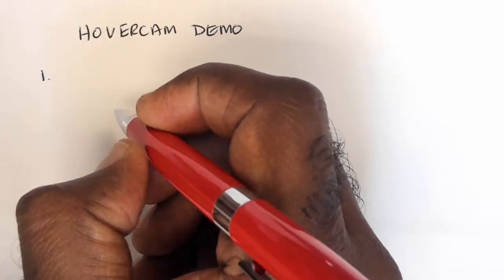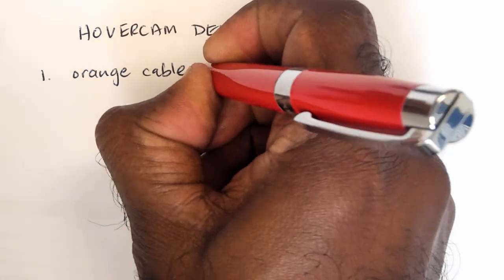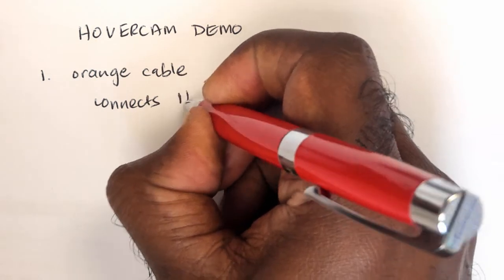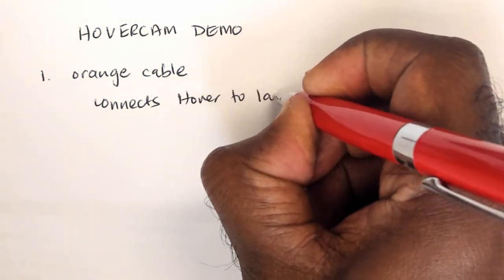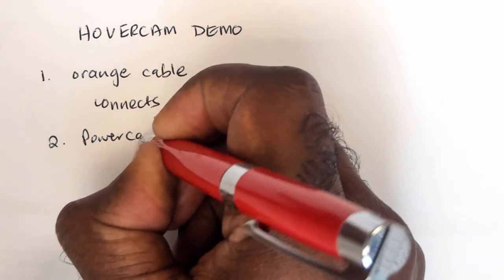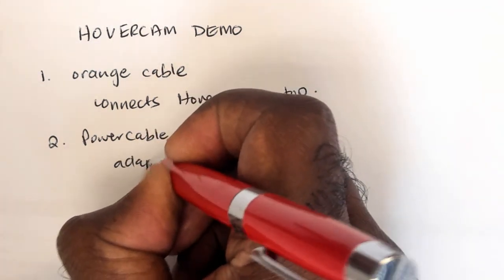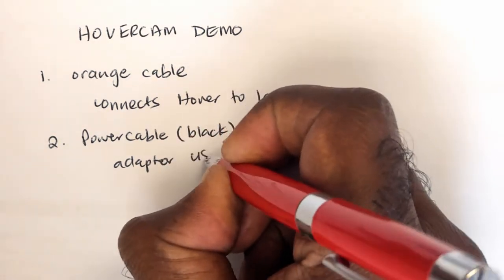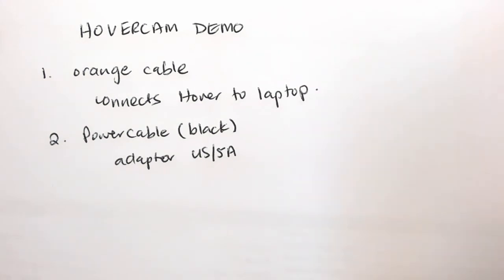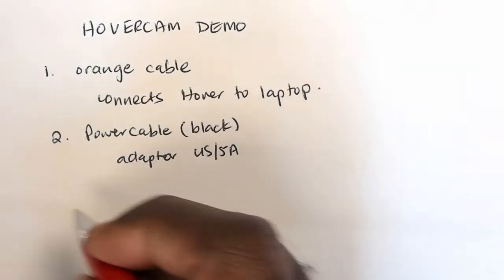Right? So if we summarize today, the orange cable was very important, and that connects the Hovercam to the laptop. You also need a power cable. This is the black cable, and you need an adapter, US to SA, so that you can start the Hovercam with that power cable. So those are the two things that you need.